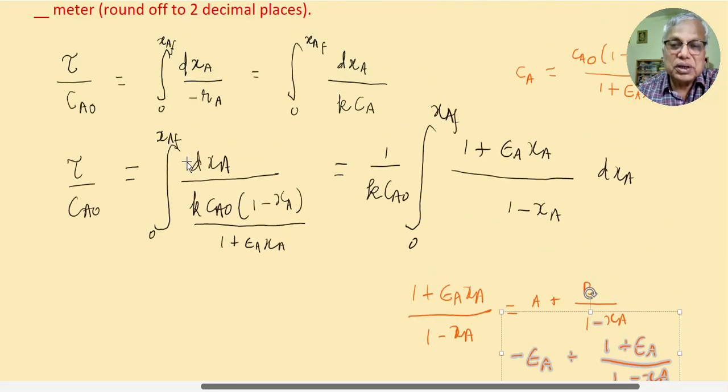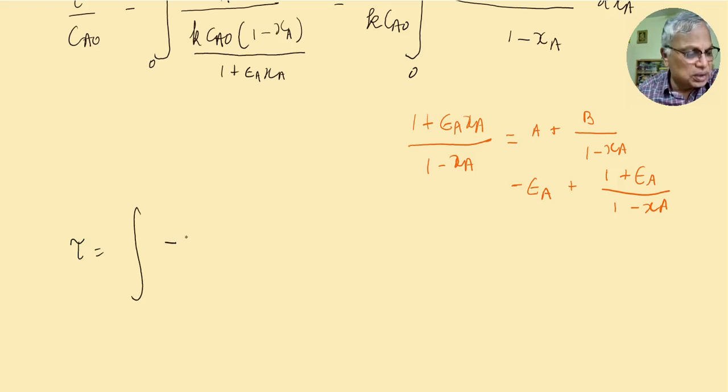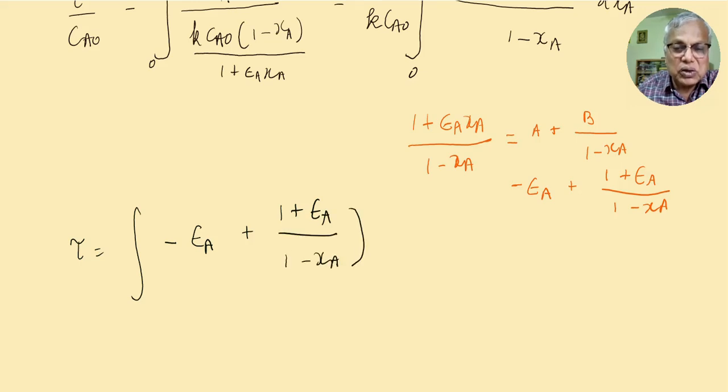And also in this case CA naught and CA naught will cancel. So let me write tau equal to integral of minus epsilon A plus 1 plus epsilon A by 1 minus XA into dXA from the limits 0 to XAF, right?